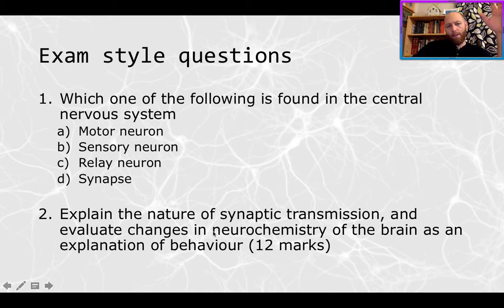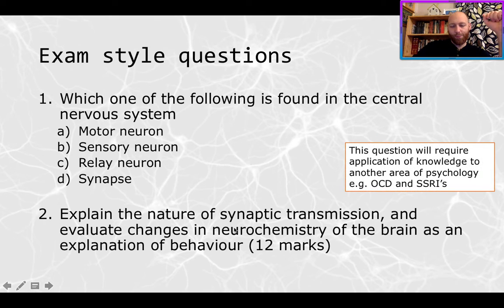Now, the first one's quite easy. Hopefully you know the answer. I'm not going to tell you what it is. You can tell me next lesson. This question, though, is a bit trickier. The AO1 for this question is present in this lecture. You could just write and describe, in my words, essentially, how this has occurred. Use your own words. You need to understand this. But if you did, that would be fine. However, it's a 12 marker.